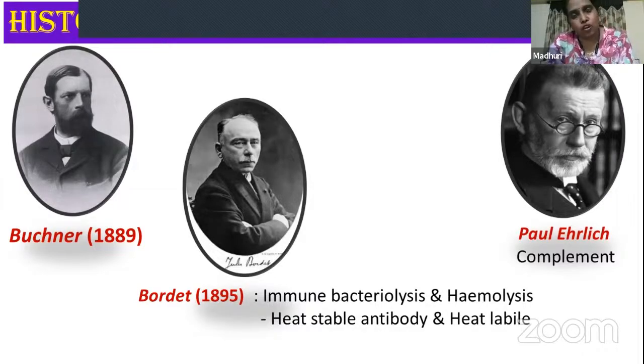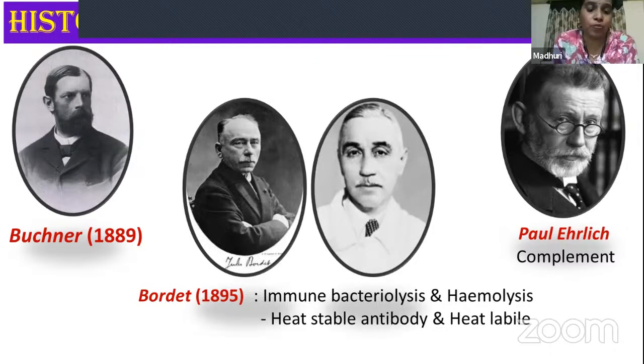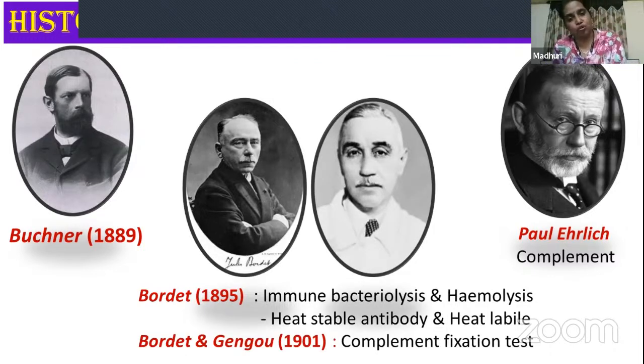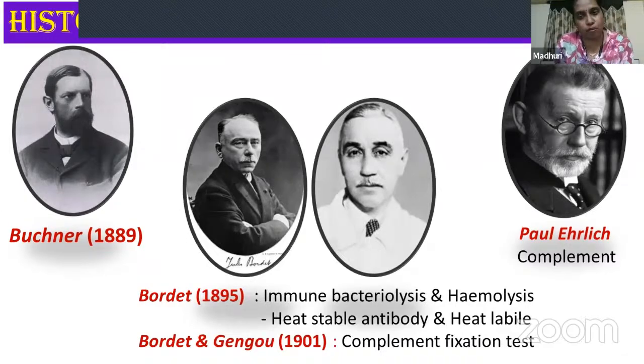Later, because of the studies done by Buchner, Bordet, and Paul Ehrlich, one more scientist, Gengou, came in. Both of them, Bordet and Gengou, together in 1901 standardized a test which is used nowadays also, the complement fixation test, where the person's serum is tested for the presence of an antigen or an antibody in the presence of complement. You'll be reading in detail about the complement fixation test when you go through antigen antibody testing or antigen antibody reactions.